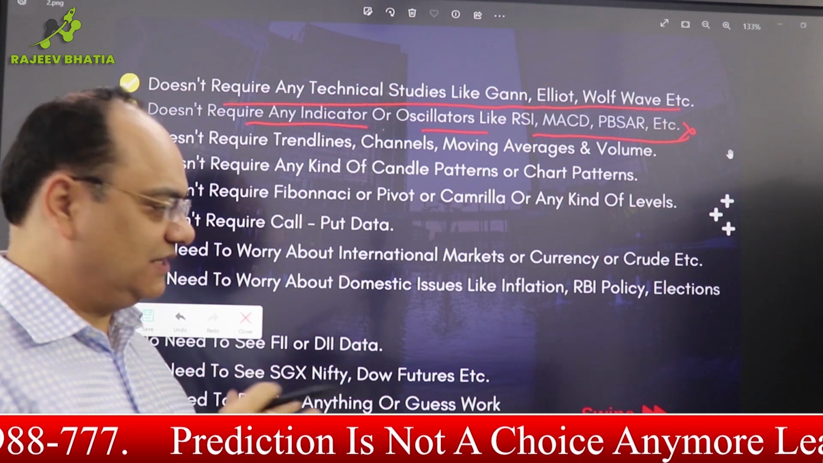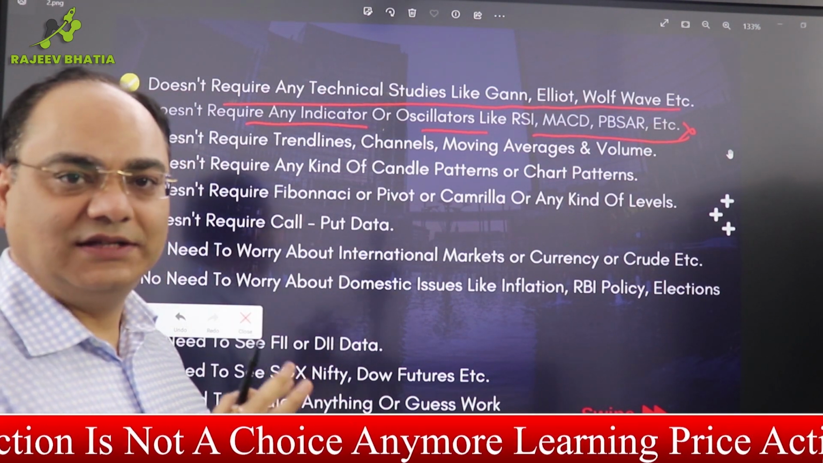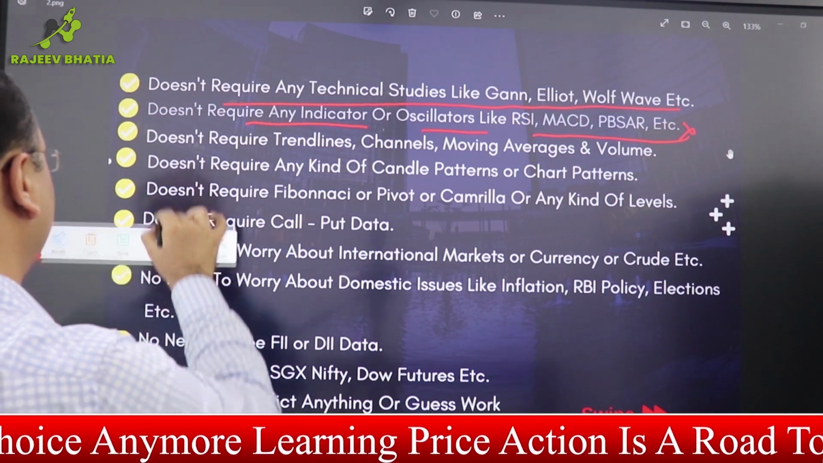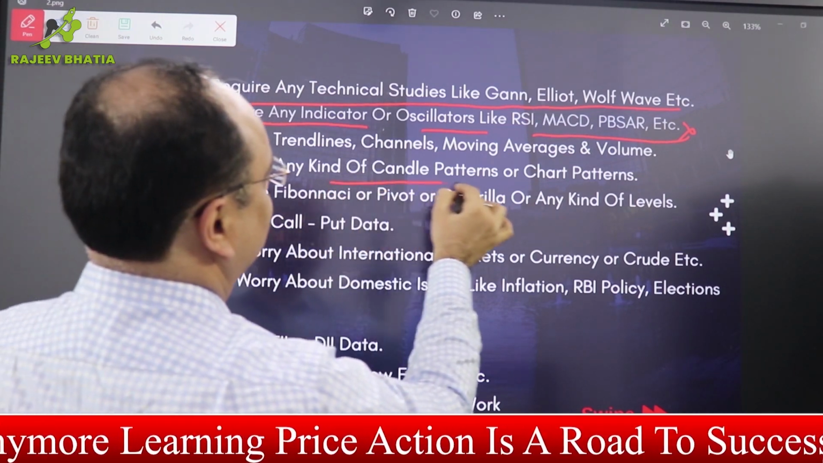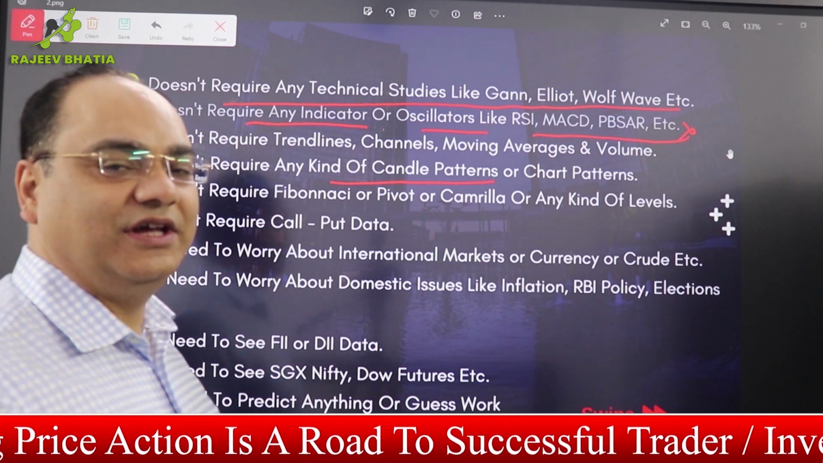My friends, I have just shown you the chart. Is there any indicator or oscillator on my chart? The answer is no. We don't need any type of candle pattern like morning star, bullish candles, bearish candles, hammers, evening star. We don't need anything. Those diseases already went away.